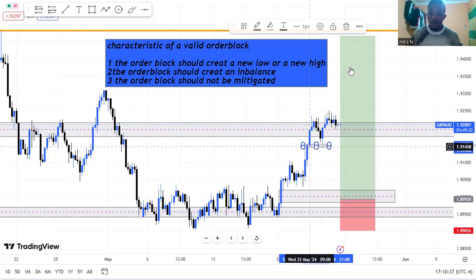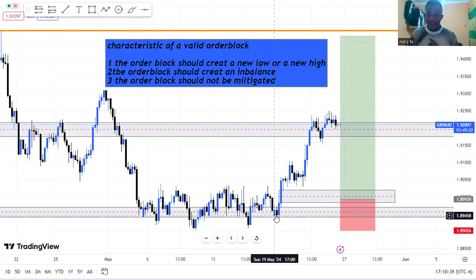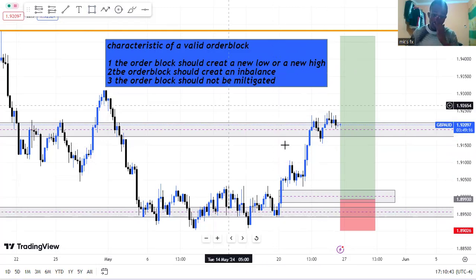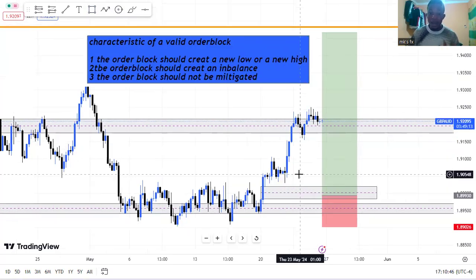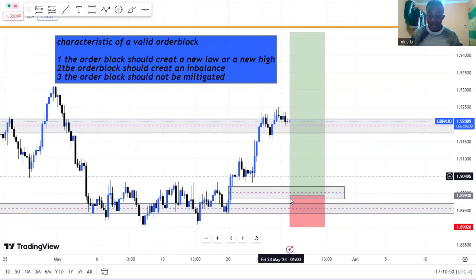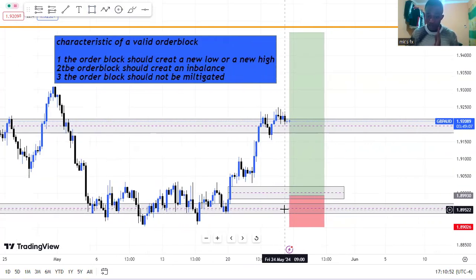Now, this is an example of a valid order block, which means, and sorry, I was forgetting this point, point number three, the order block should not be mitigated. Price has not yet come into this order block. It means when price gets back here, it is going to get respected. It is going to buy to the upside.